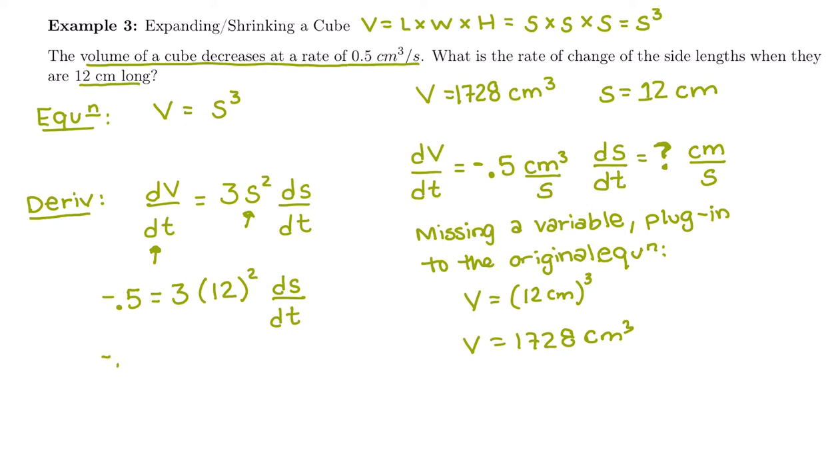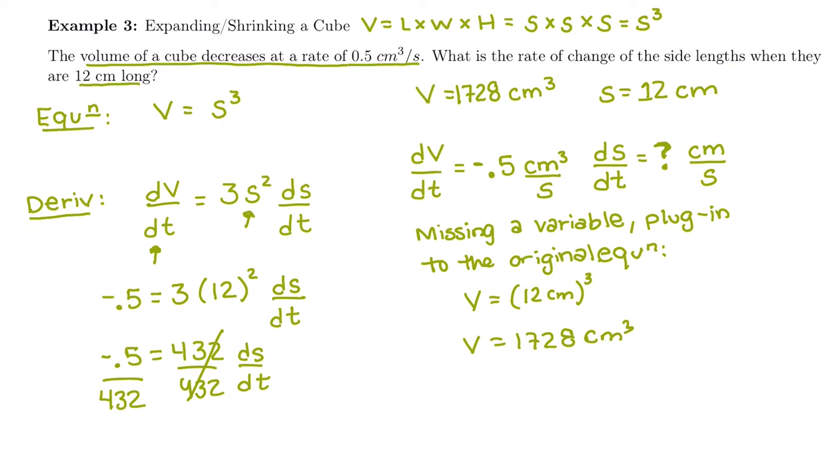So I need to remember PEMDAS. I'm not going to do 3 times 12 and then square it. I'm going to do 12 squared first, or if you plug it all into a graphing calculator, it does no order of operations if you plug it in exactly like this. But if you are not using graphing calculator, do 12 squared first, then multiply by 3. Exponents before multiplication will tell you that this is 432 times ds dt. So the last thing I have to do to get ds dt on one side by itself is just divide by 432. So negative 0.5 divided by 432.